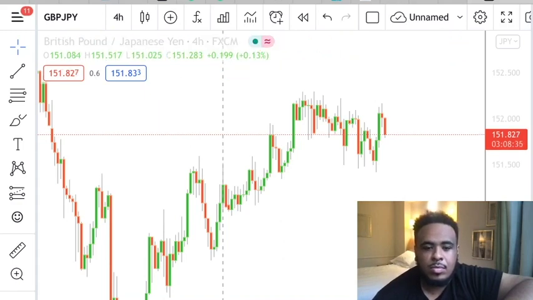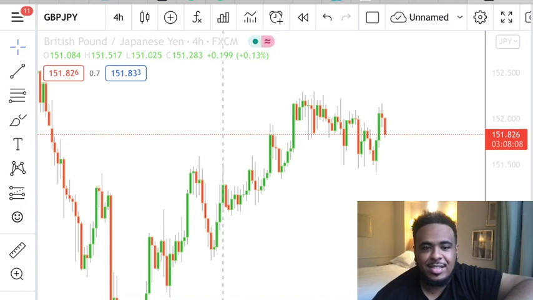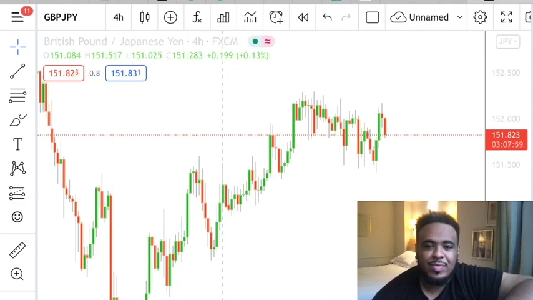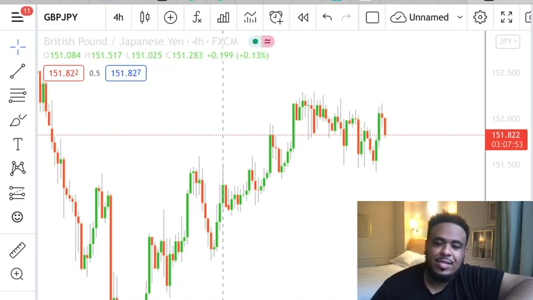These areas can be drawn by yourself, which Cal in the next few minutes will draw to illustrate. Now, you're probably wondering, what is the importance of support and resistance? Number one, it helps you to identify where buyers and sellers are located. The reason you want to know that is because it allows you to plan your trades in terms of where you want to enter and where you want to exit. It's also going to allow you to plan your risk management strategy in terms of exiting the market. So, that is the basic definition from my side of things.